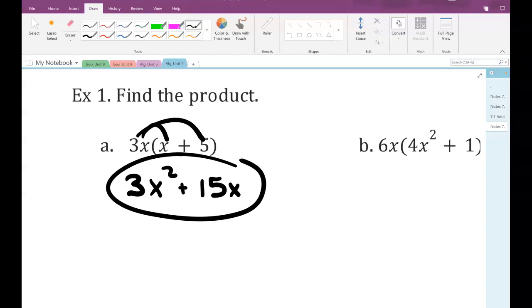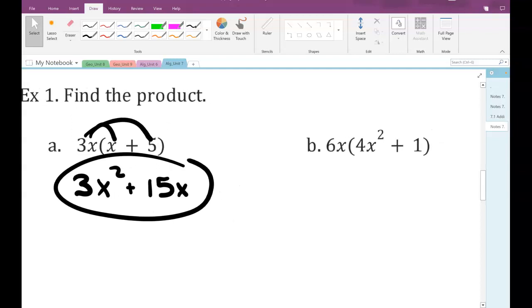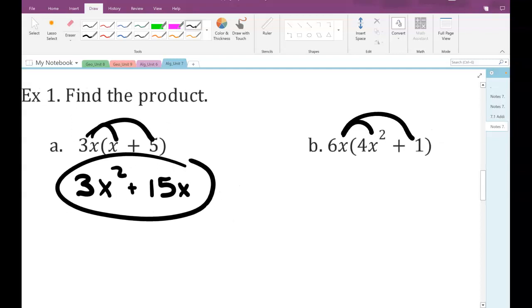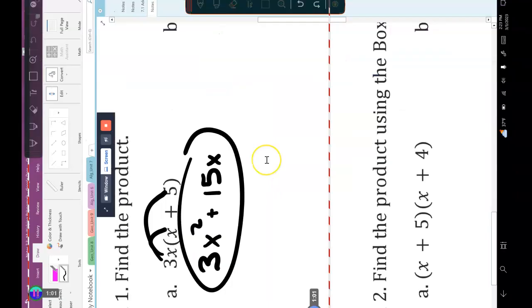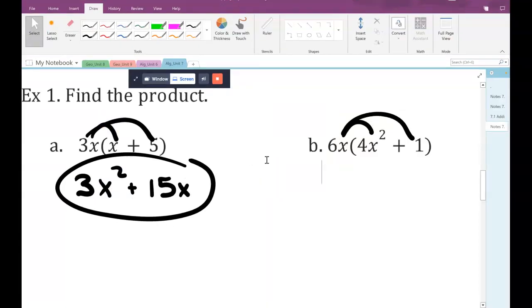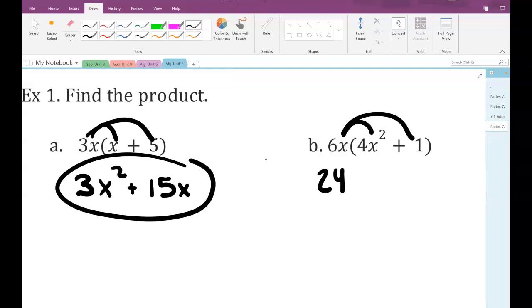So we go to example B. Again, we're multiplying our coefficients, adding our exponents. So we're multiplying 6 times 4, which is 24. And then we're adding, it's an x to the first and an x squared. So it'll be 24x to the third. And then last one, 6x times positive 1, it's a positive 6x.